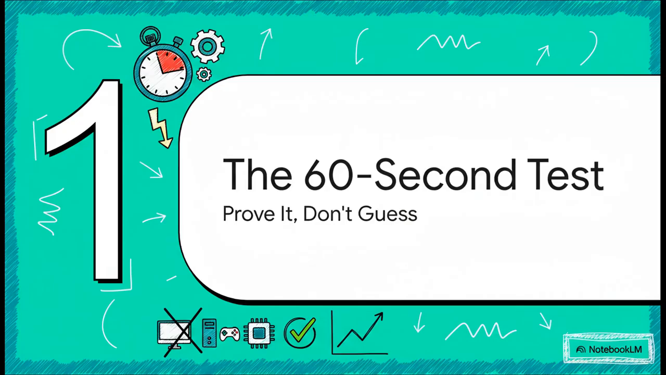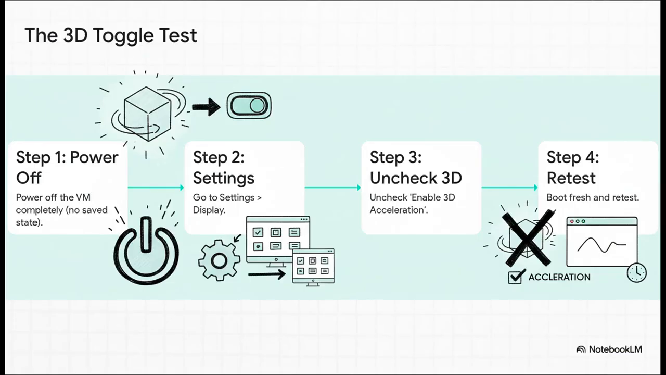Okay, so let's stop guessing and start proving what's really going on. Instead of burning hours randomly tweaking vCPUs or swapping drivers, we're going to run one simple, elegant test that will nail down the cause of your lag in like 60 seconds flat. Here it is, the 3D toggle test, just 4 steps.